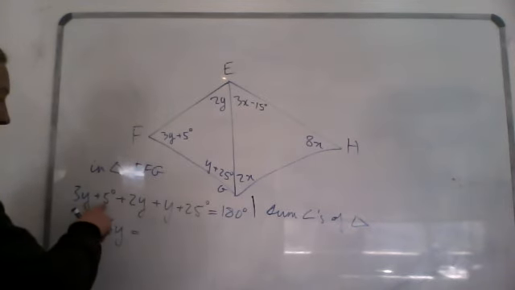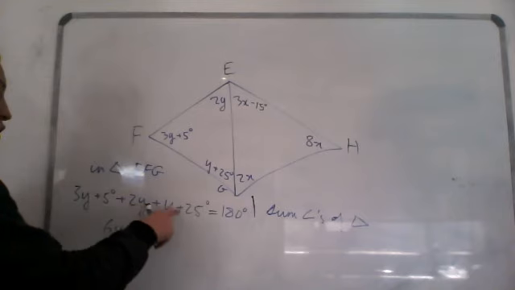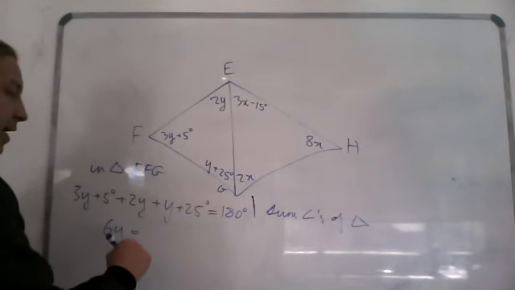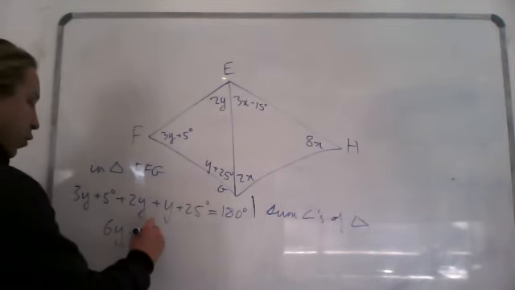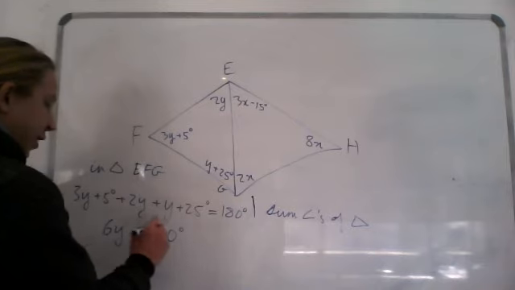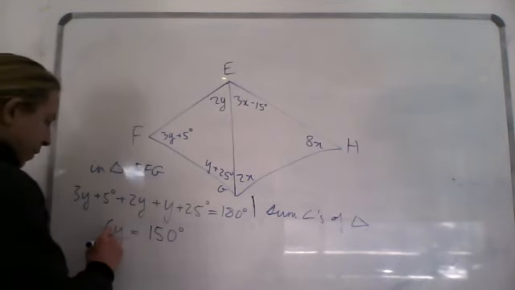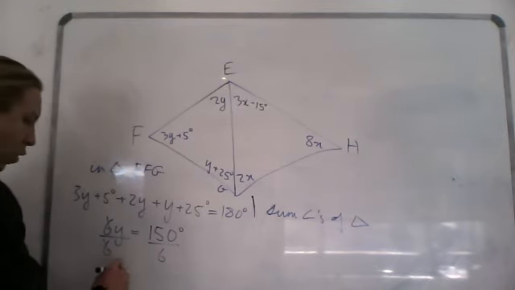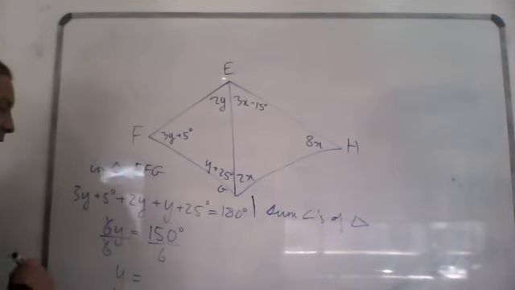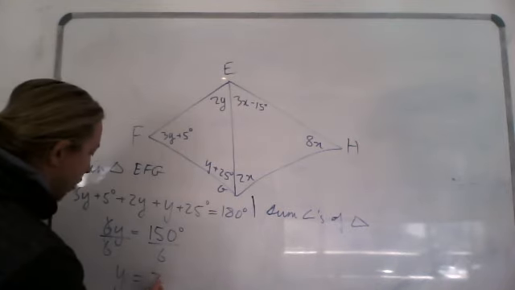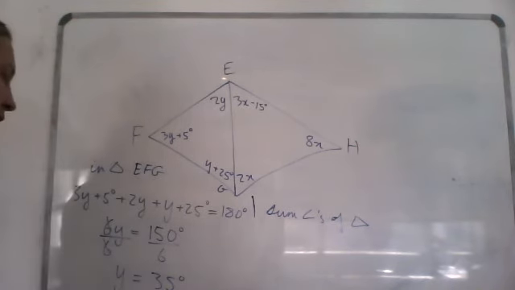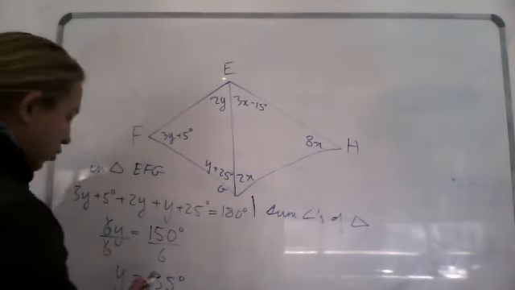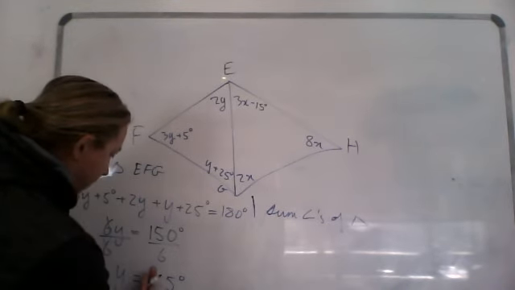So here we have 5 degrees plus 25, that's 30. Take it to the other side, it becomes negative 30, so it will be 150 degrees. Now we divide by 6 to get rid of that coefficient. Y equals 150 divided by 6, which will be 35 degrees. Okay, 120 divided by 6 is 20. No, I'm lying, it's 25, not 35.